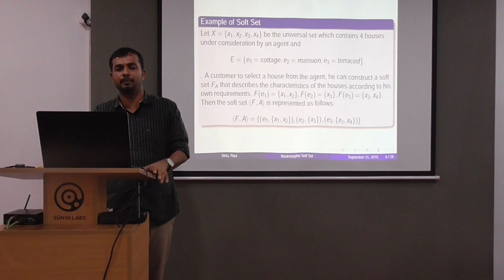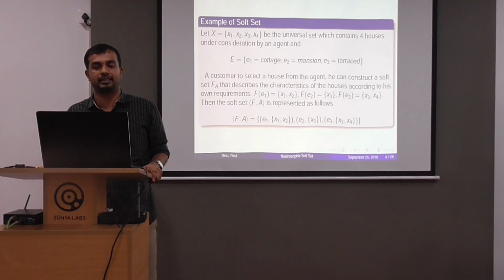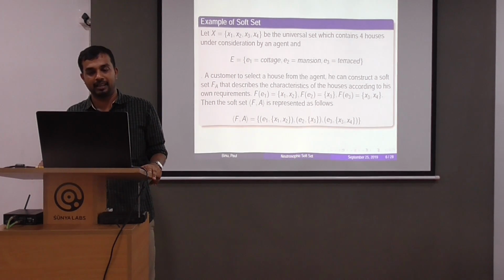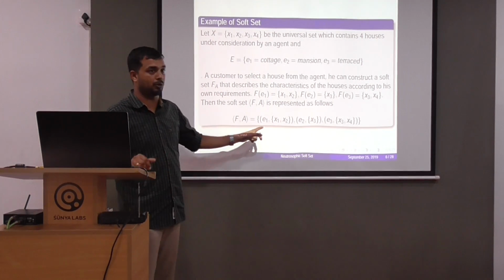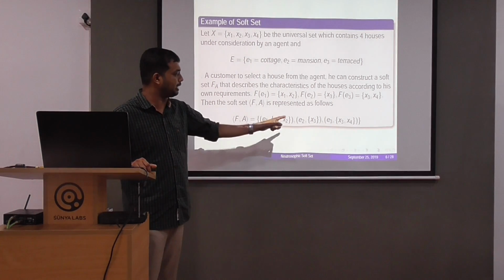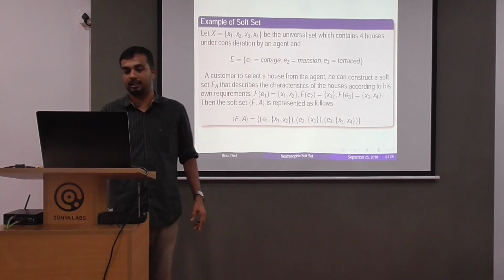Next, an example of a soft set. Let x equal to the set x1, x2, x3, x4 be the universal set which contains 4 houses under consideration by an agent, and it is characterized by 3 parameters. E1 is equal to cottage, E2 is equal to mansion, E3 is terraced. For a customer to select a house from the agent, he can construct a soft set (F, A) that describes the characteristics of the houses. That means (F, A) is equal to E1 {x1, x2}, E2 {x3} and E3 {x3, x4}.